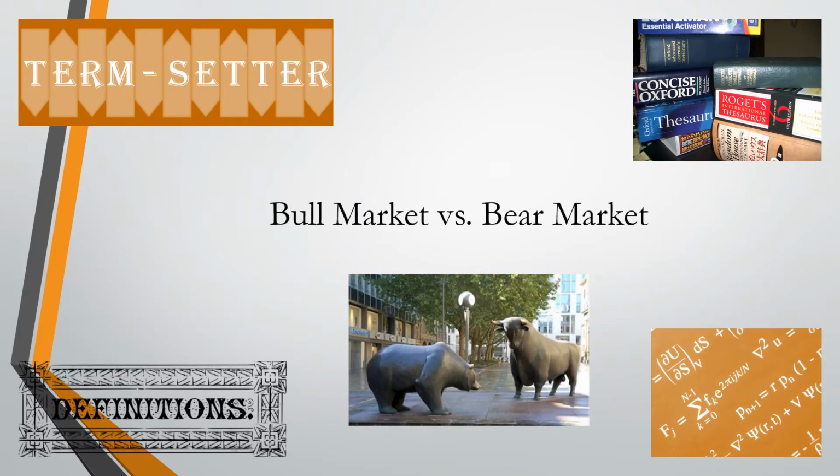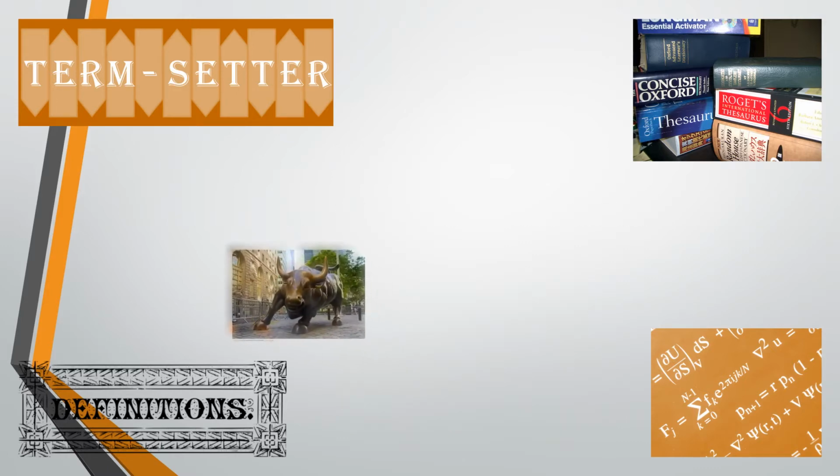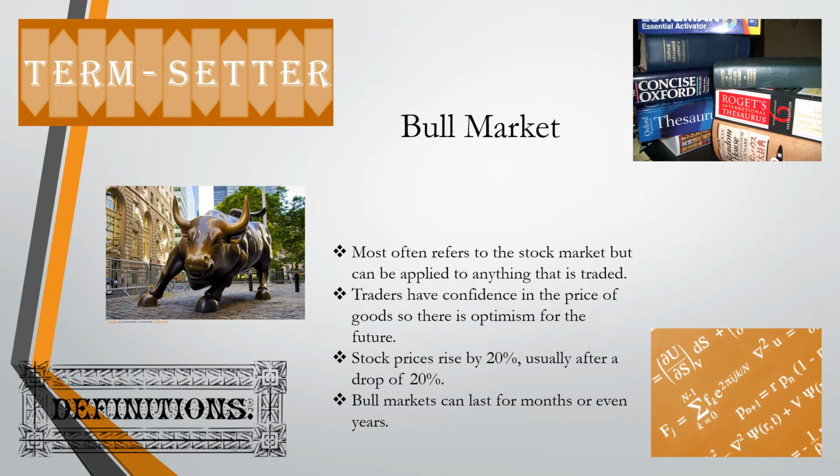Bull and bear markets are the condition of a financial market in which prices are rising or are expected to rise, or in which prices are falling or are expected to fall, respectively. The terms bull and bear market are most often used to refer to the stock market, but can be applied to anything that is traded, such as bonds, real estate, currencies, and commodities. In a bull market, traders have confidence that prices are good, so they are optimistic about the future.